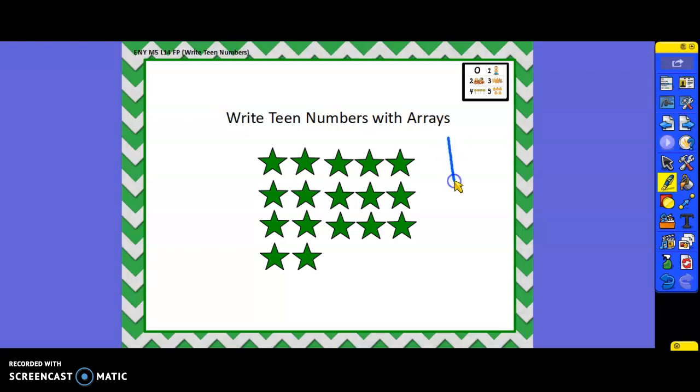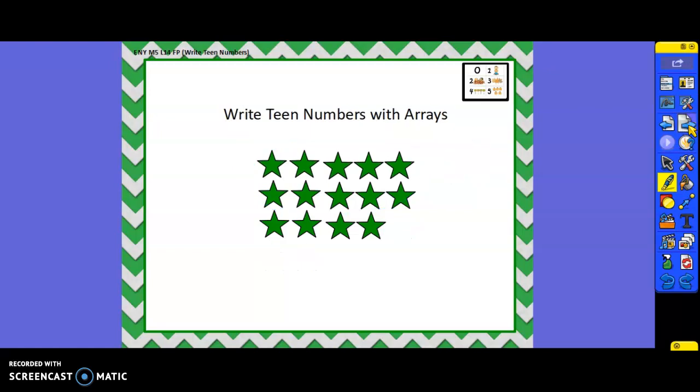Yes, 17. You are so good at counting. Okay, when you counted those stars, I hope you saw your 10, your 5 and your 5, and then I hope you saw your 7. That's right, 10, 7, 17. Let's look at our next group of stars. Count. Yes, and then write your number.